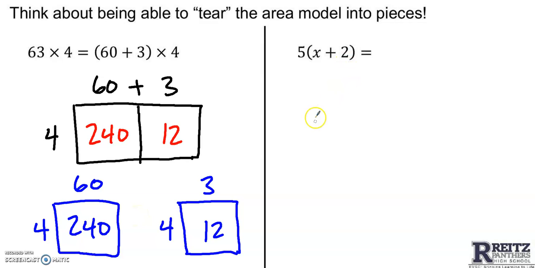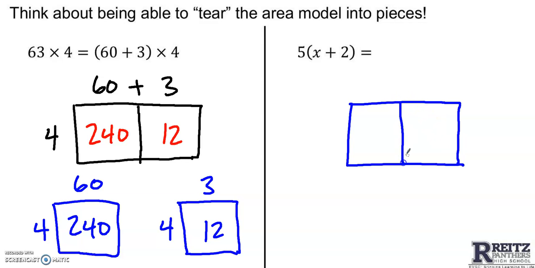I'll do one more here, and we don't even necessarily need to tear this one. We'll kind of model the same thinking here. If I need to multiply 5 by x plus 2, let's use a 1 by 2 rectangle. We'll put the one thing here, and we'll put the sum of two things here, x plus 2. And let's simply multiply each corresponding part of the problem together.